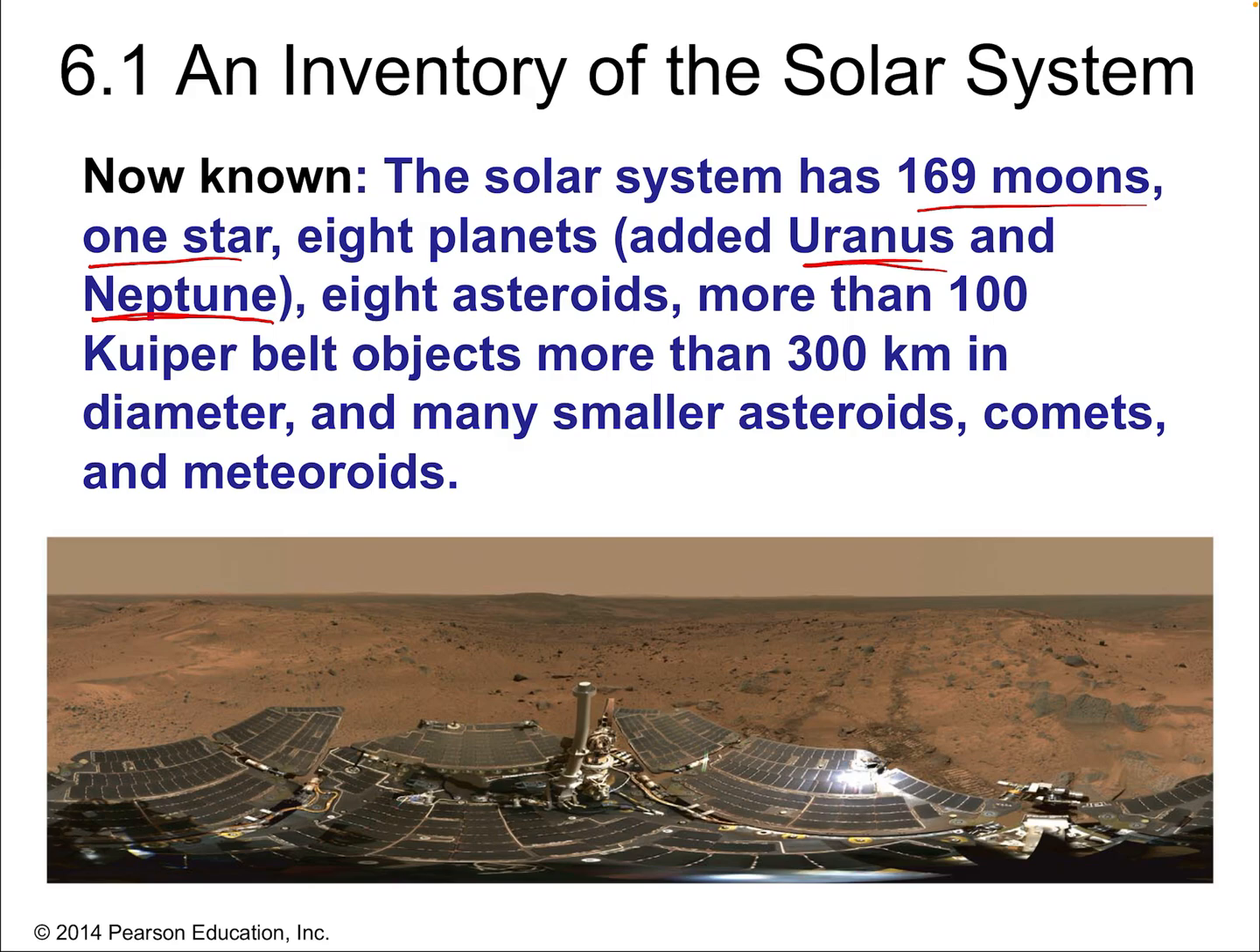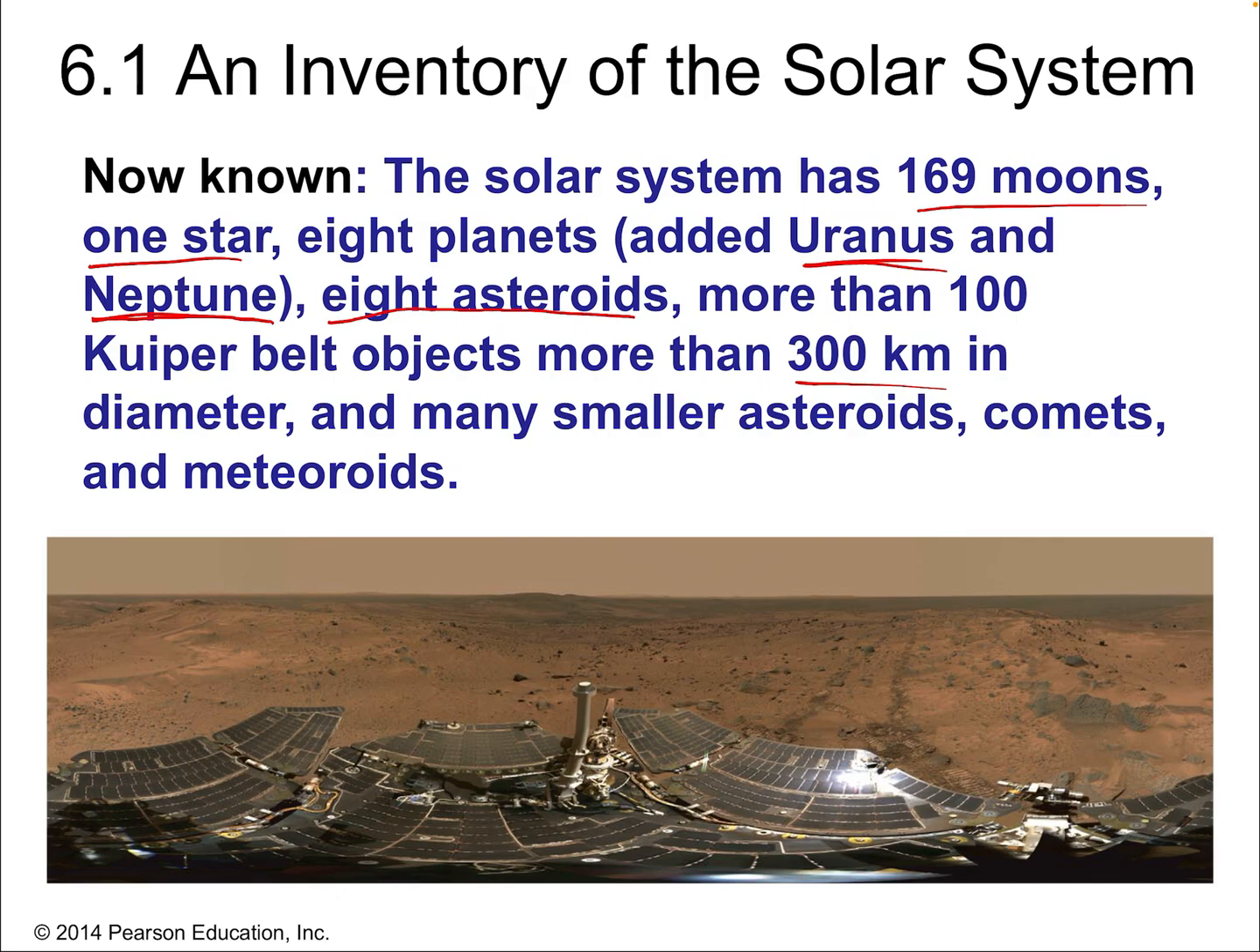We have 8 asteroids, more than 100 Kuiper Belt objects more than 300 kilometers in diameter, and many small asteroids. What we're saying by that is there are 8 asteroids that are greater than 300 kilometers, so there are 8 major asteroids. All the asteroids are in the asteroid belt. The biggest asteroid, and the only one that's considered a dwarf planet, is named Ceres, but there are others of these major asteroids. We'll talk about the asteroid belt later on.